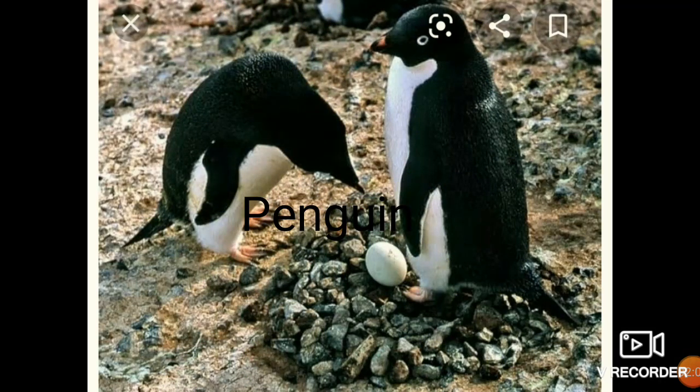And this is the picture of a penguin. As you know, penguins live in a very cold region of the earth, the Antarctica. And this bird makes its nest with the help of pebbles. You can see the small stones, the pebbles, and one egg is also lying there. So the nest is made by pebbles.